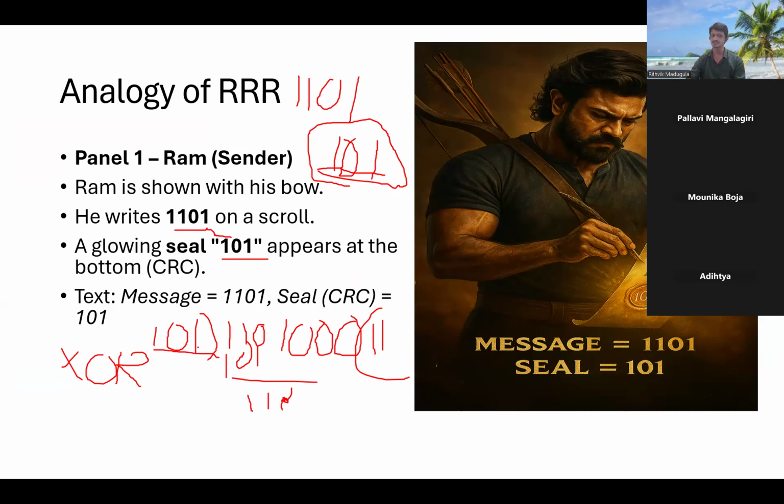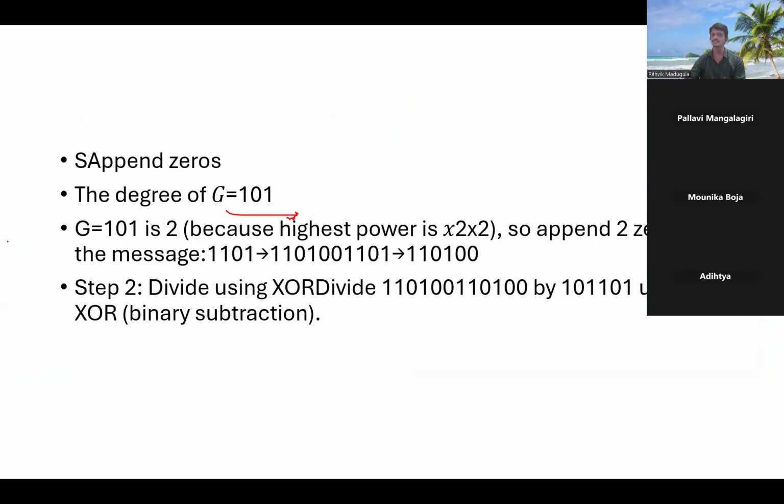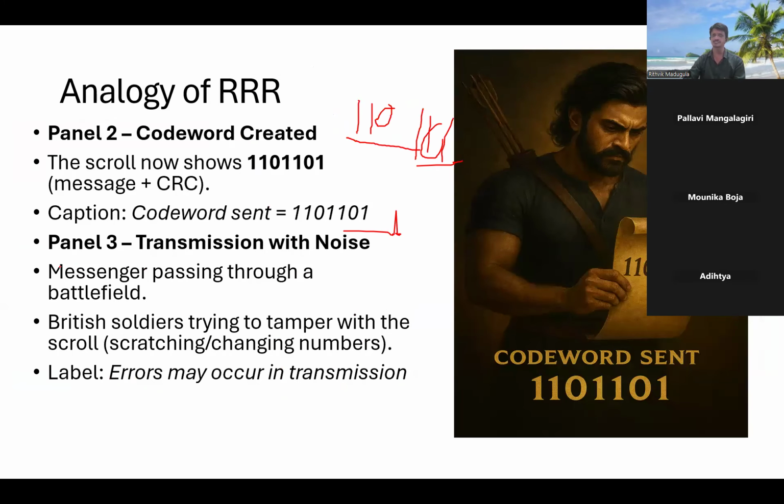Now this message was decrypted and we'll get the remainder. He is going to add the remainder and send the code word. This is the code word that is generated after adding the remainder. This code word was sent to Beam. Now Beam is going to decrypt this code word along with the original word 101. So 101 is divided into 1101101.